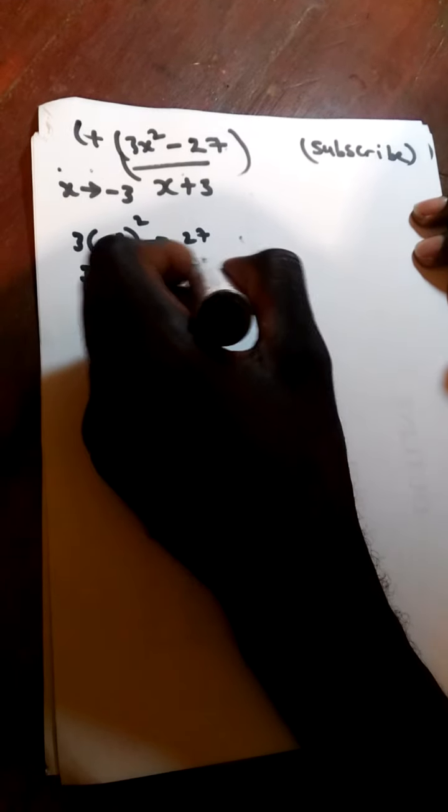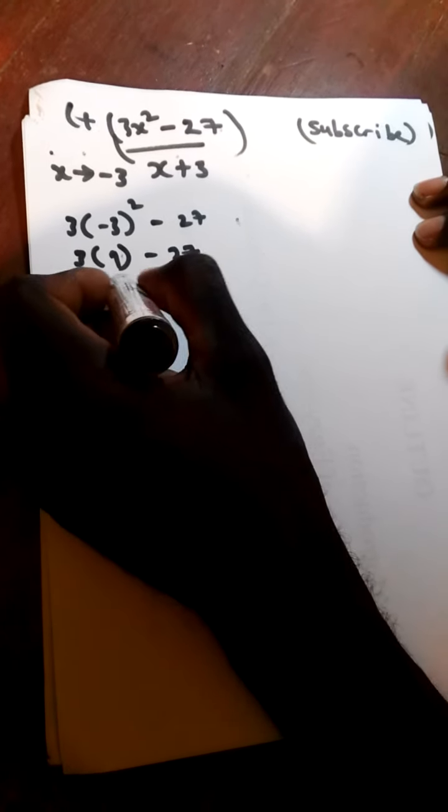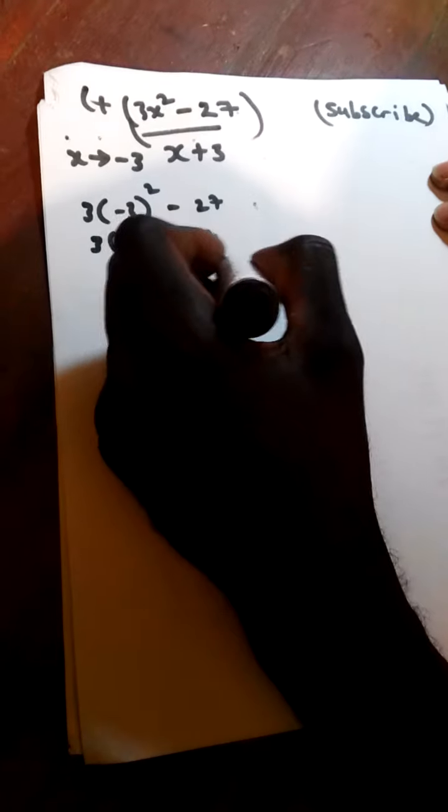So now we're having this. Now let me use direct substitution. If you substitute directly into this, you will be getting a 0 in the numerator. Let's see. Now 3 into minus 3 to the power of 2 minus 27. Now this is 3 into 9 minus 27. 9 times 3 is 27. 27 minus 27 is equal to 0. Now, in this limit of a function, we avoid getting 0 as an answer.